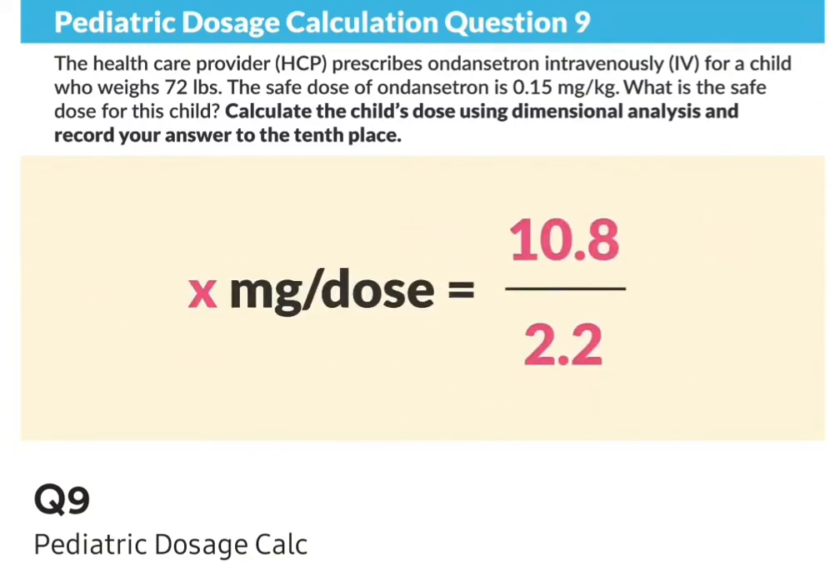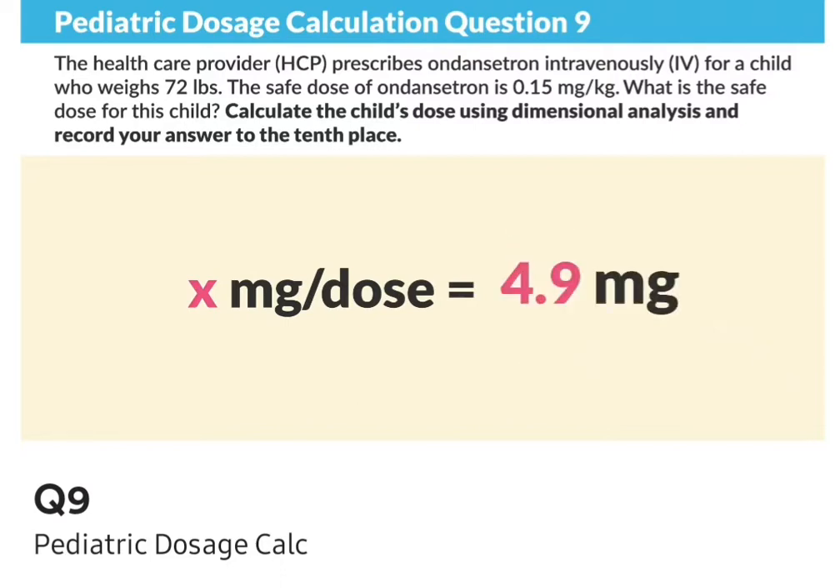So we get 10.8 over 2.2. So our correct answer here is 4.9. Now remember, in pediatric questions, you do not round up that dose.